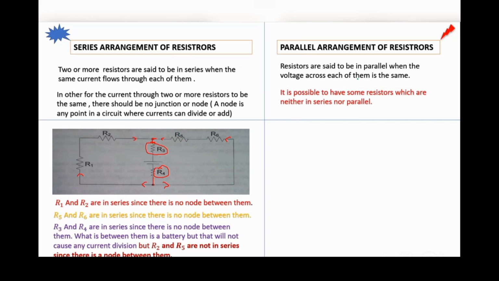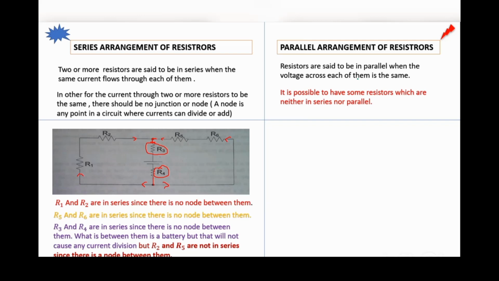Now, it is possible to get resistors which are not in series or parallel. With this, you're going to use delta star. Yeah, we have something called delta and star. That is how to resolve them so that you can get them in series and solve. With the delta star, I think I'll drop a video as time goes on.